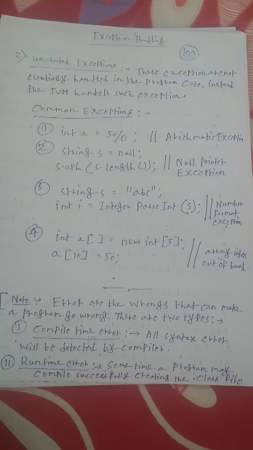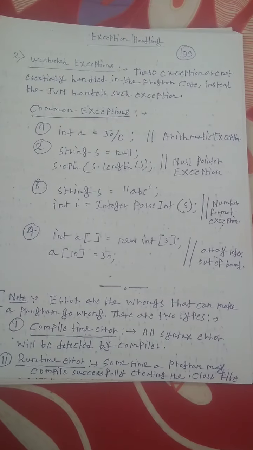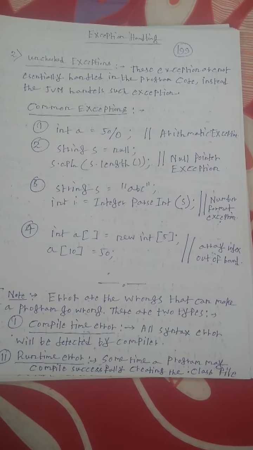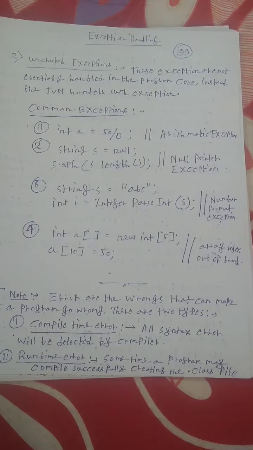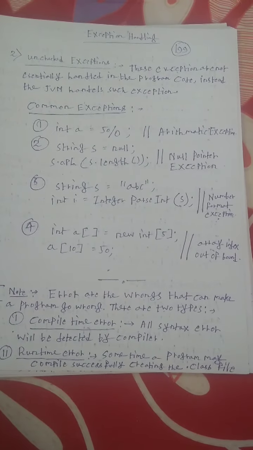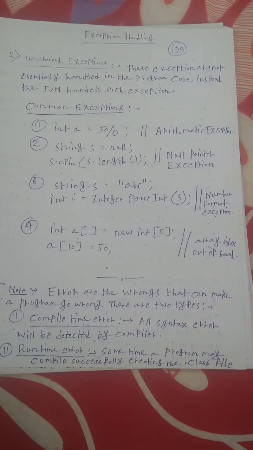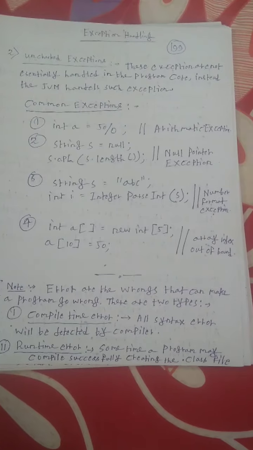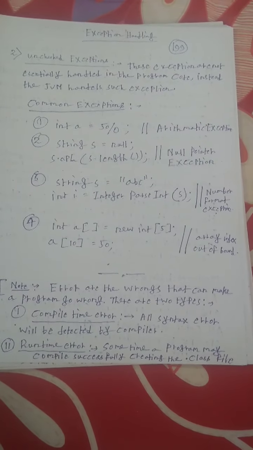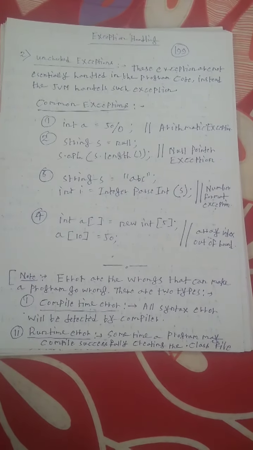There is nothing to print as length because string s is null, so it is a null pointer exception. Then String s = "abc"; int i = Integer.parseInt(s), where we pass a string. So this is a number format exception. Then array index out of bound: you define an array int a[] = new int[5], then again declare a[10] = 50. You already defined size 5, then you declare index 10, so it is an array index out of bound exception.